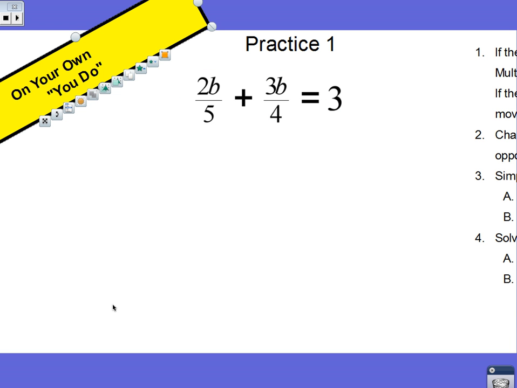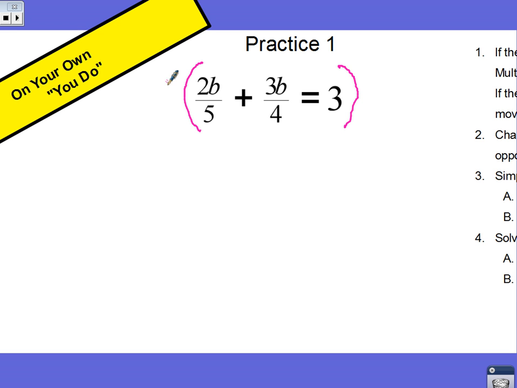So we have 2b over 5 plus 3b over 4 equals 3. As I'm looking at this, I see a 5 and a 4. I want you to find what number you would multiply these by to get rid of a 5 and a 4, the LCM. What number do 5 and 4 go into? Pause it.